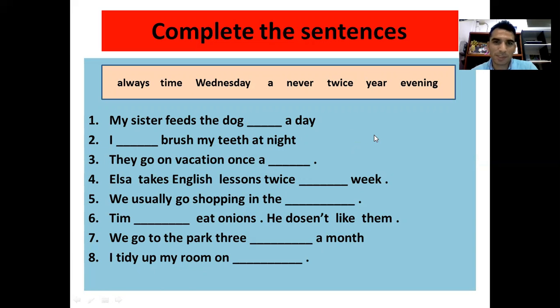Okay, look here, please. Here is your worksheet. I read first for you. When finished, please pause this video and answer, then play this video again. Okay. Complete the sentences: always, times, Wednesday, a, never, twice, years, evening. My sister feeds the dog. I brush my teeth at night.